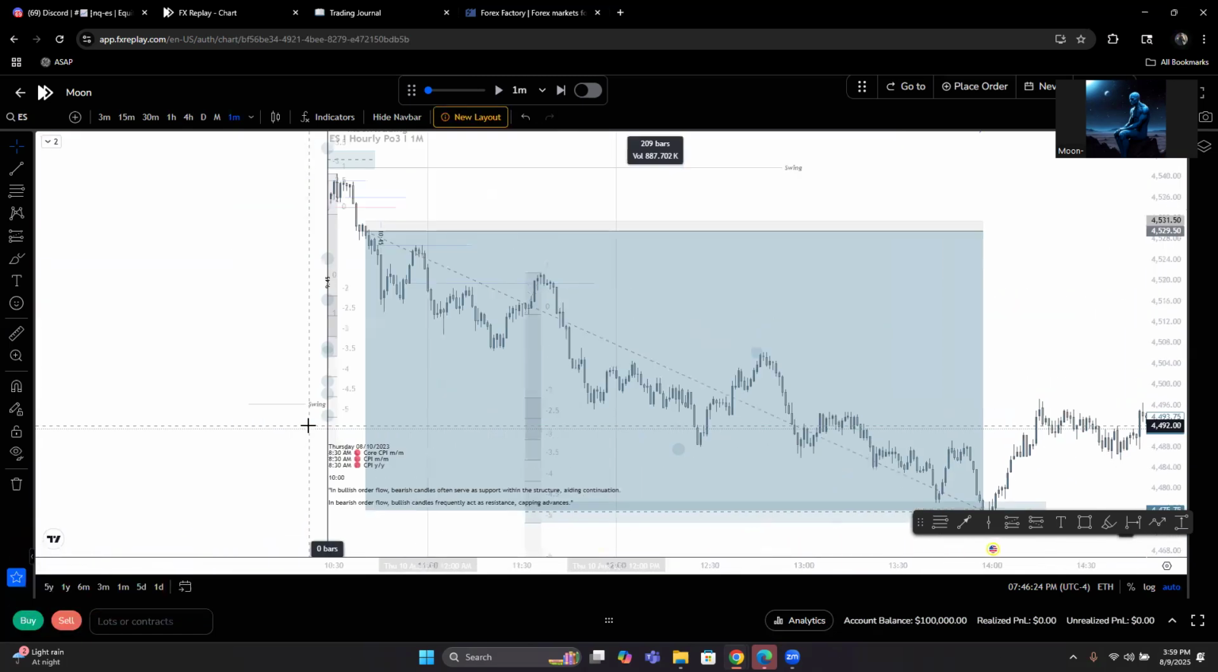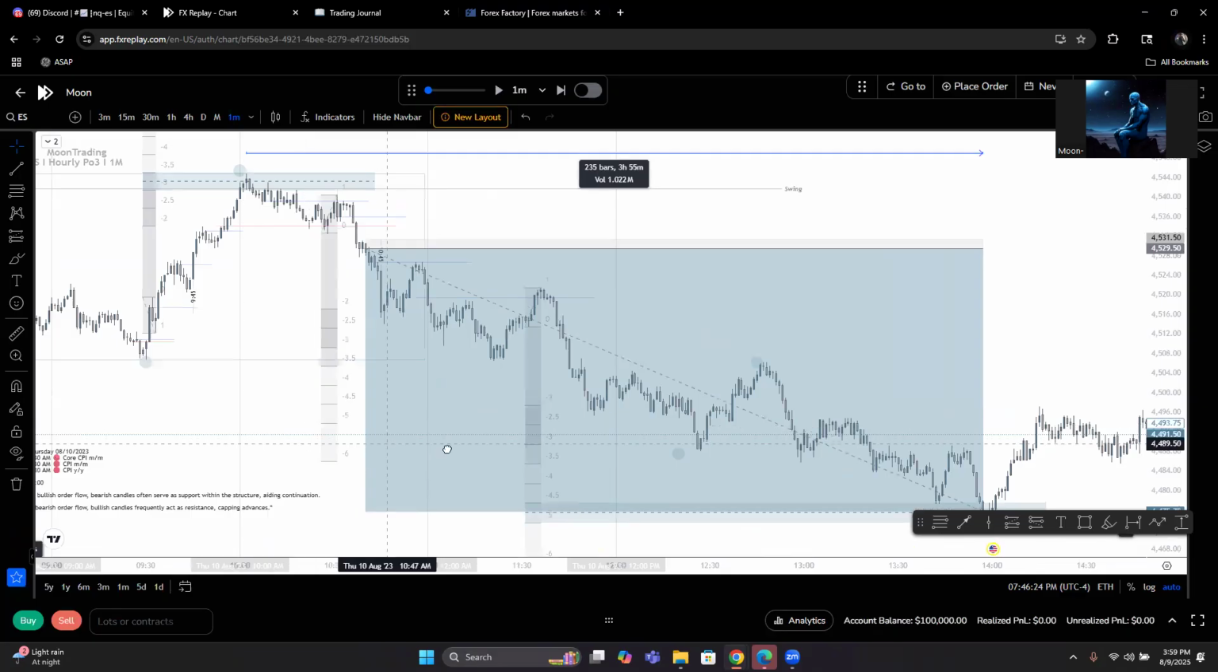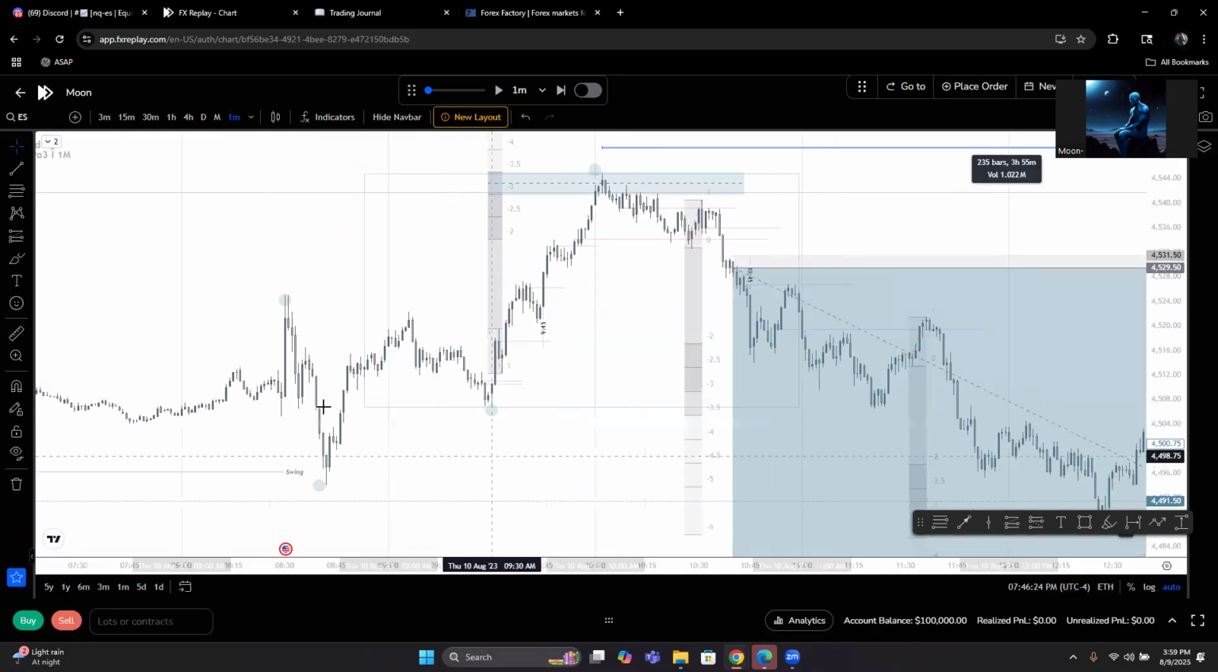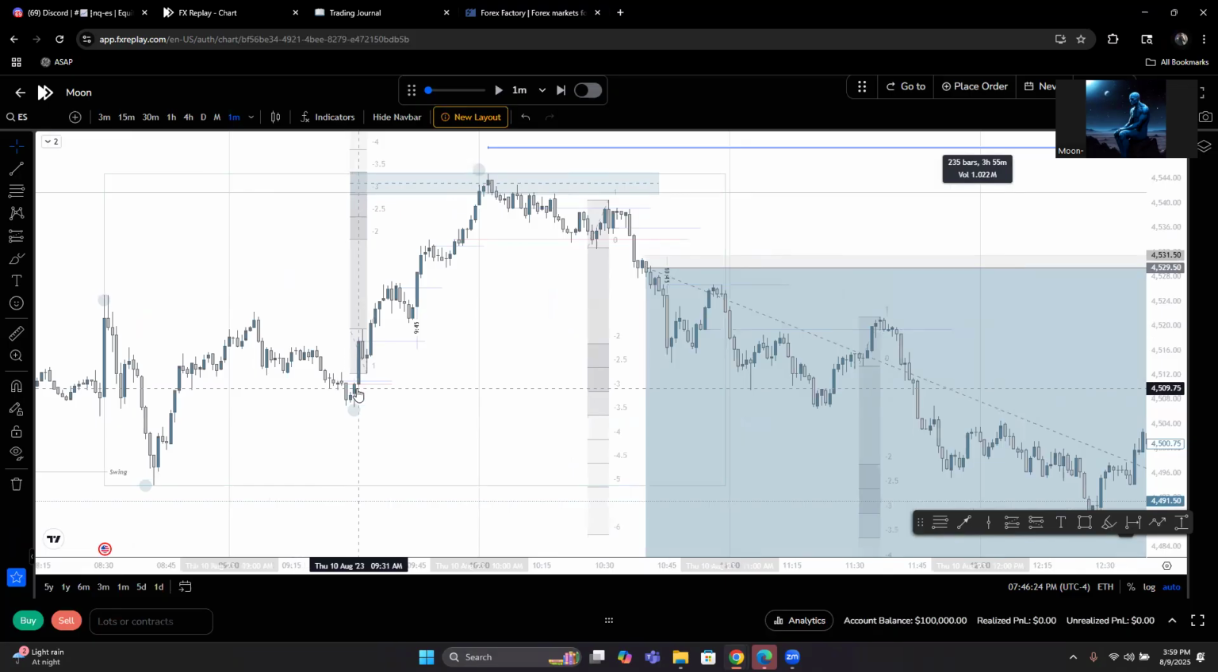Let's take a deeper look here. So again, we like to start at around 9:30. So at around 9:30, what's occurring? Bearish candle acting as support. So what does that mean? Some bullish price action, right? Bullish order flow. Bearish candle acting as support, bullish order flow.